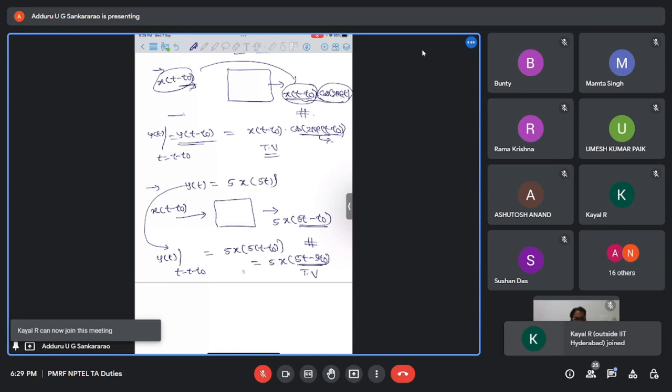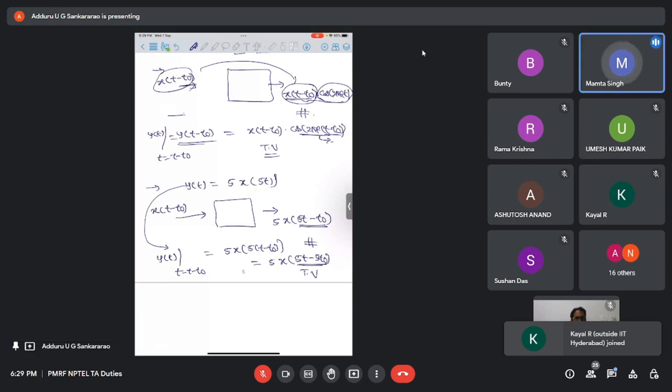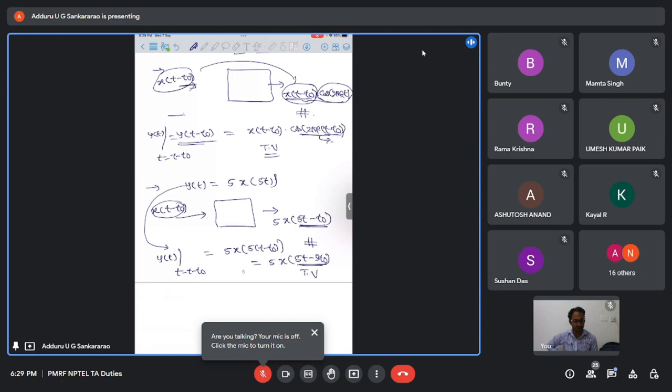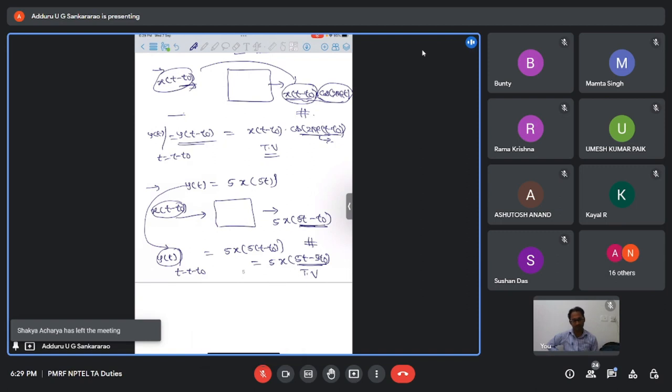Is that okay? Yes, sir. So when we are shifting in x, here you'll get 5t minus t naught. When directly shifting the output, wherever there is t, we need to replace it with t minus t naught.